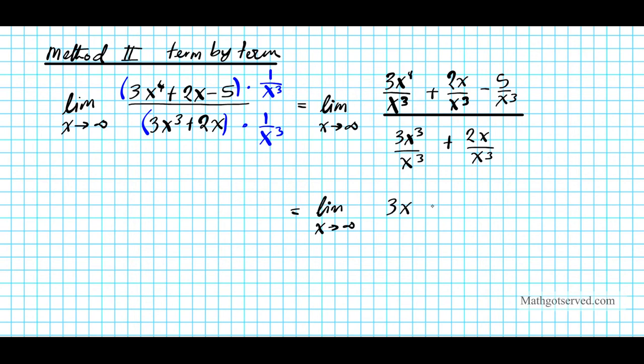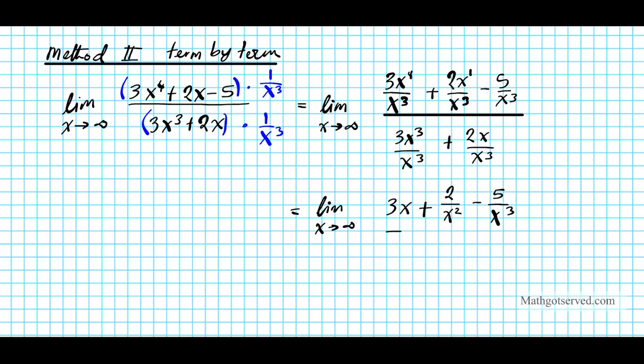3x to the 1, you don't put anything there, plus, and then this one is to the first power, and this is to the third power. You subtract the smaller one from the bigger one. So since the bigger one is downstairs, you subtract the top from the bottom. So you're going to have 2 over x squared. This one, you don't need any reduction here, so it's 5 over x to the third.